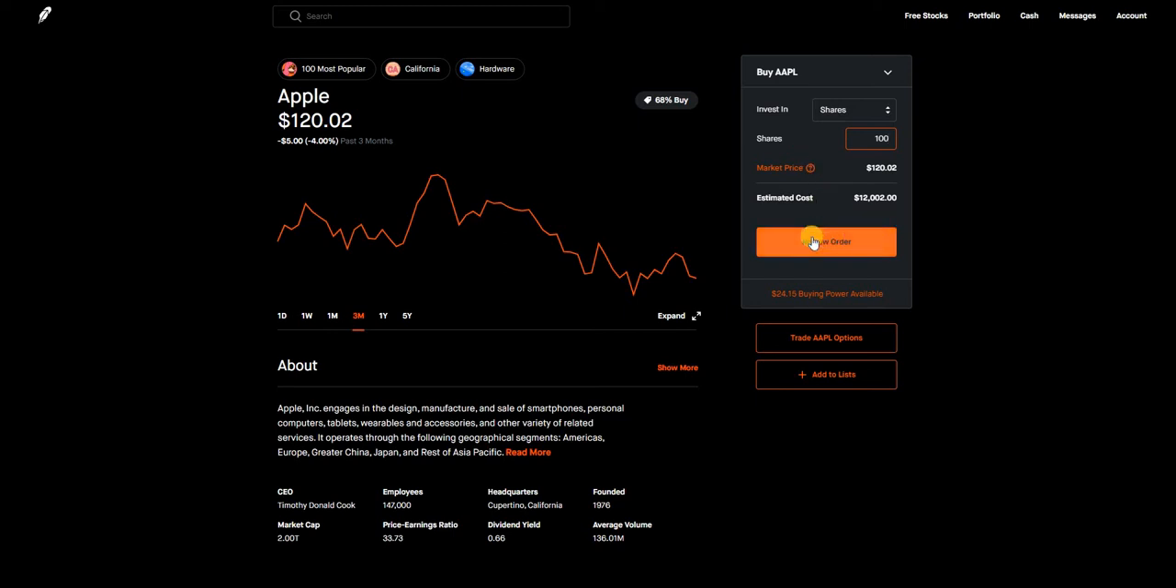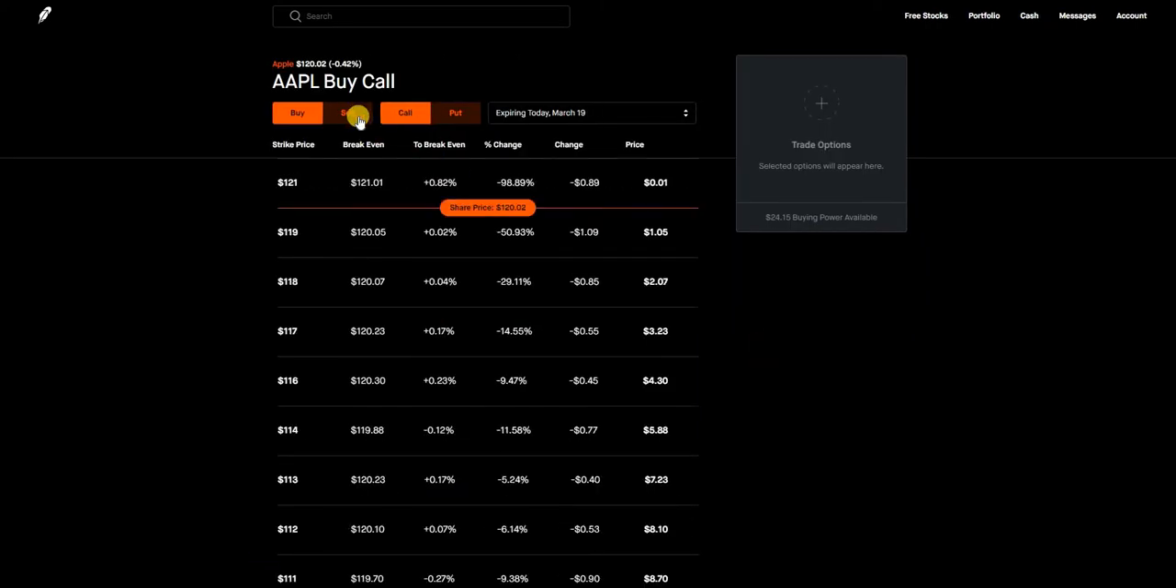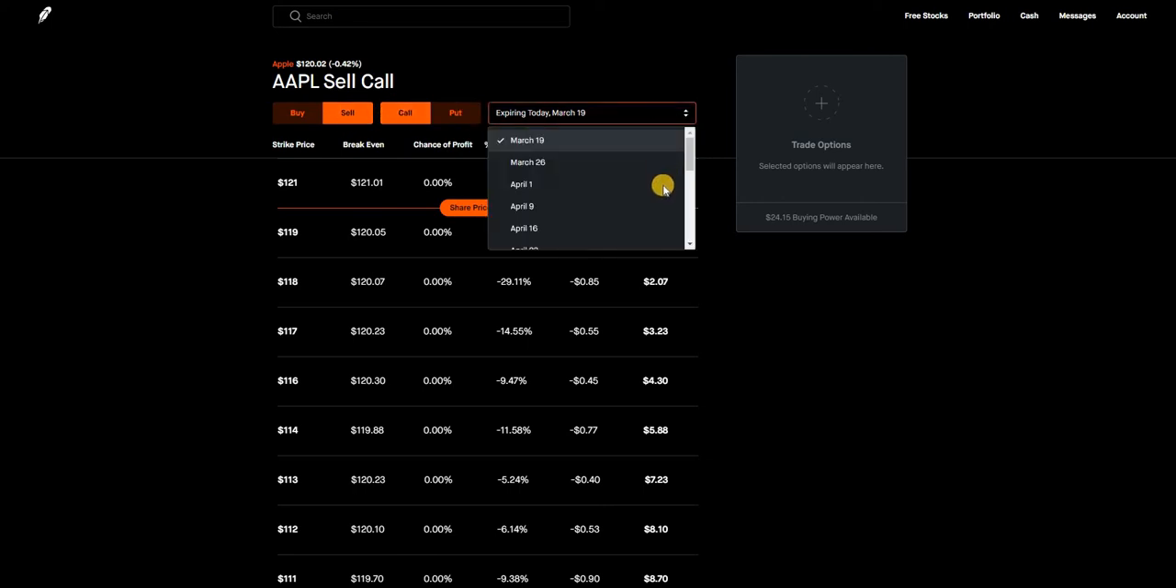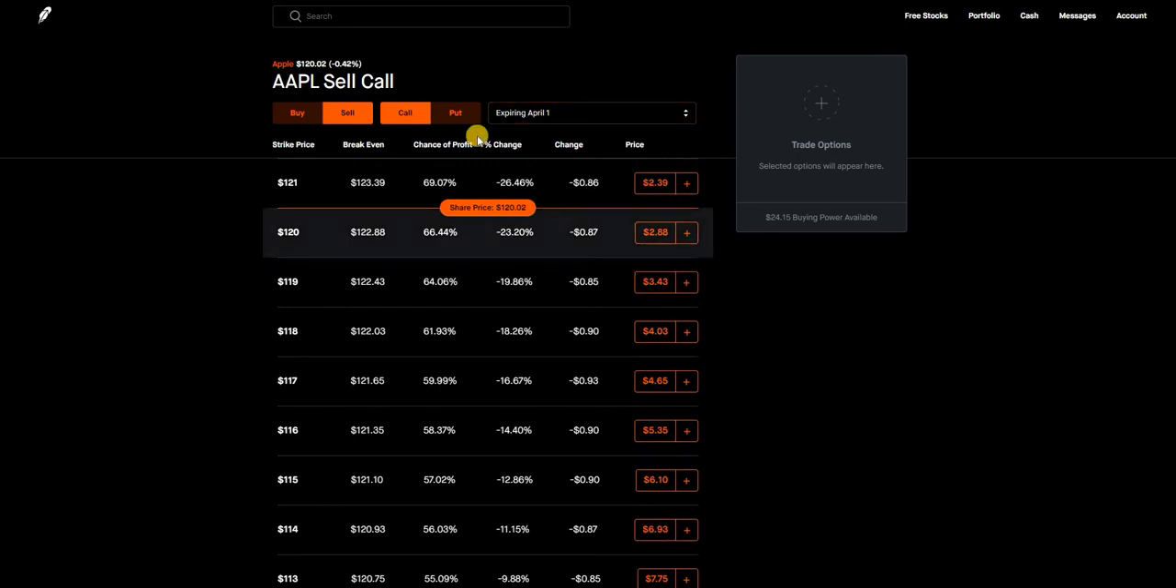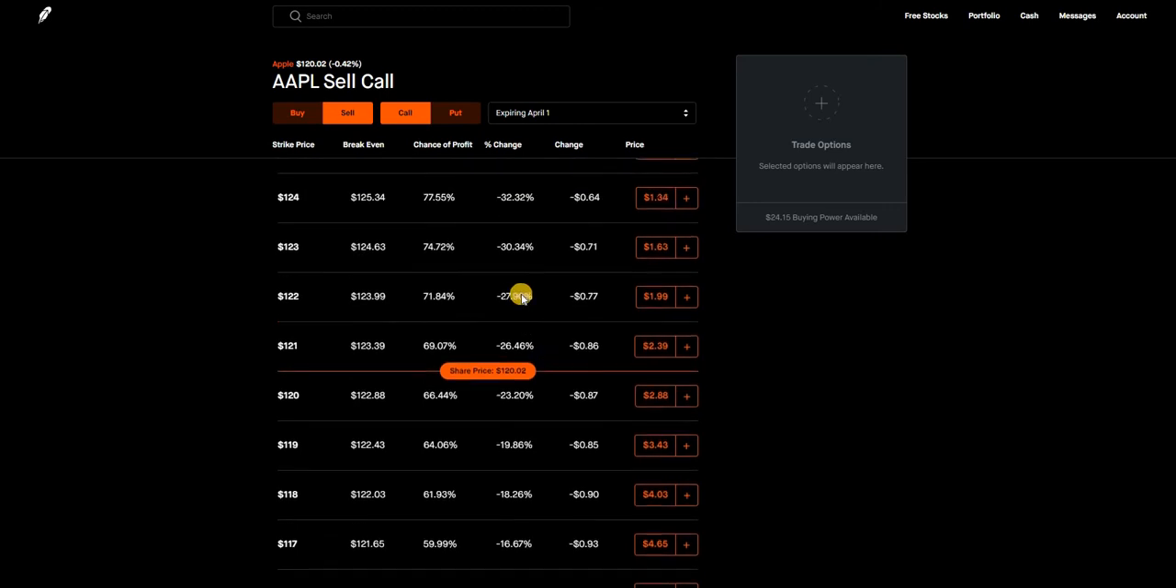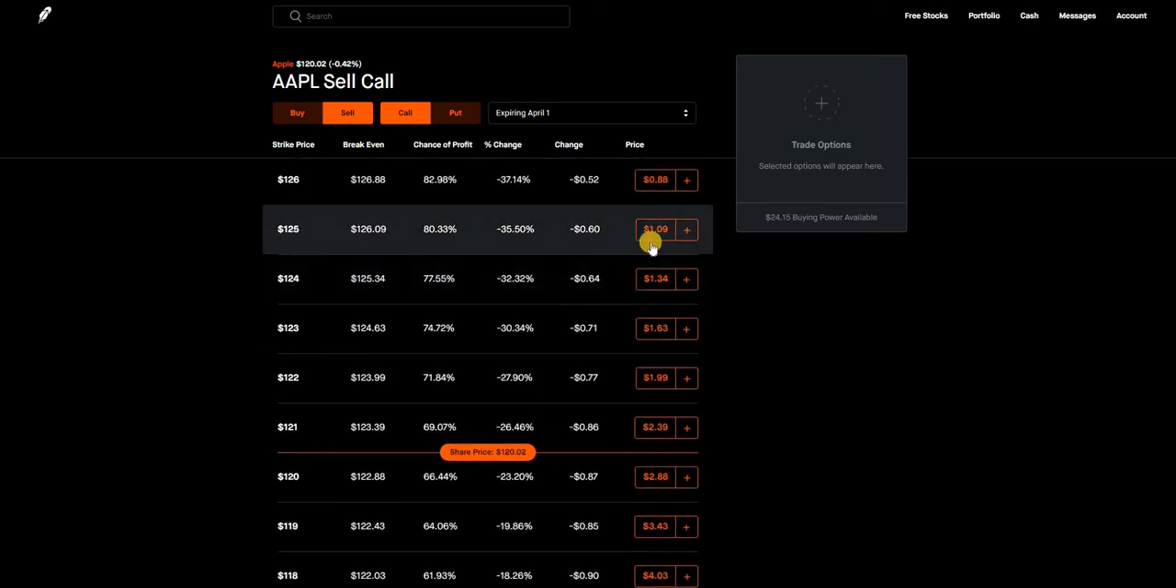After you've gone through and bought your 100 shares, you can then sell the call option against it. So what that would be is going down here to the Trade Apple Options button, clicking on that. You want to make sure you have sell selected, not buy, and then you want to make sure you've selected call. And then you want to pick your expiration date. For this example, I'm going to go 2 weeks out. So that would be in April, which is April 2nd is when this would expire. And we're going to go ahead and sell the $125 strike price call option.